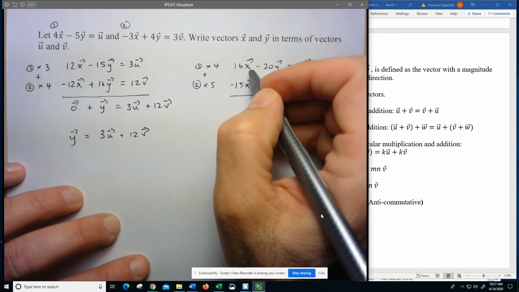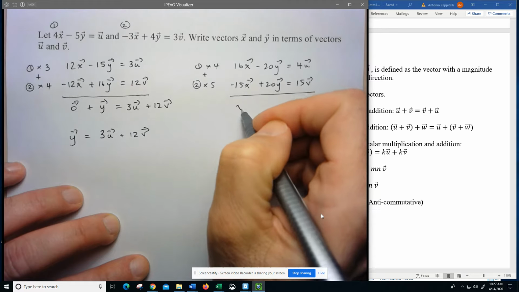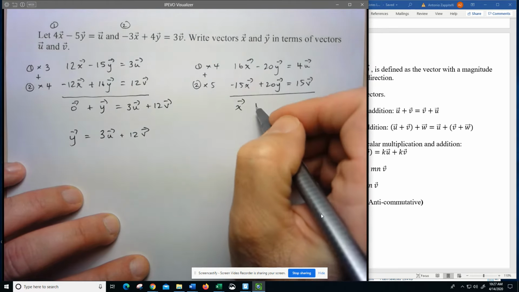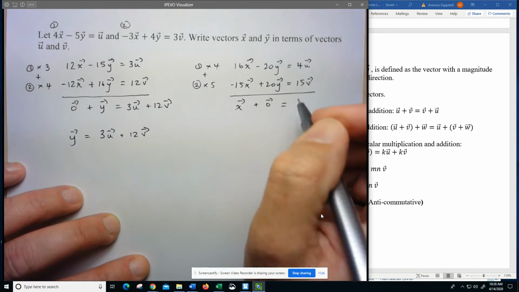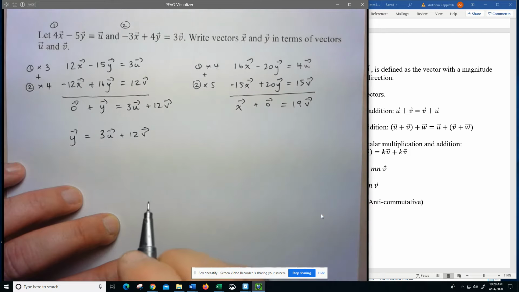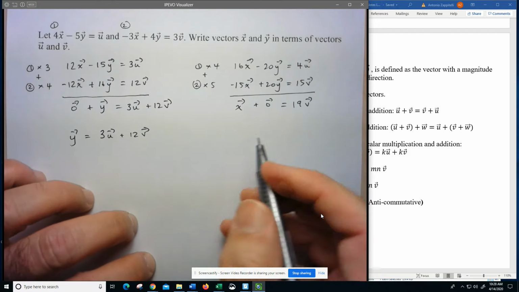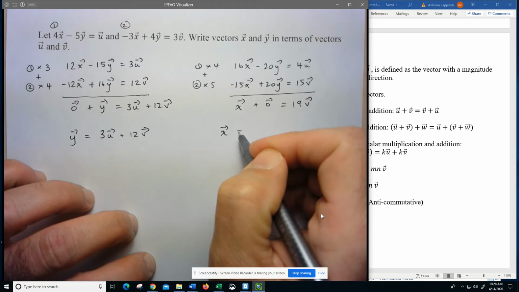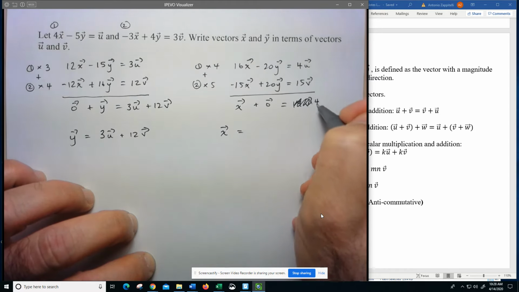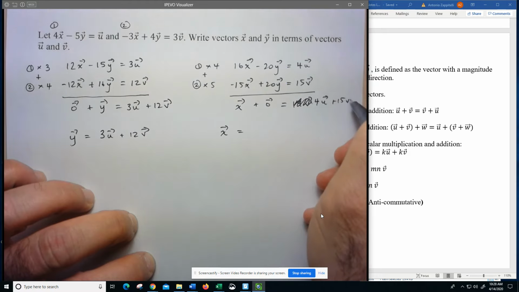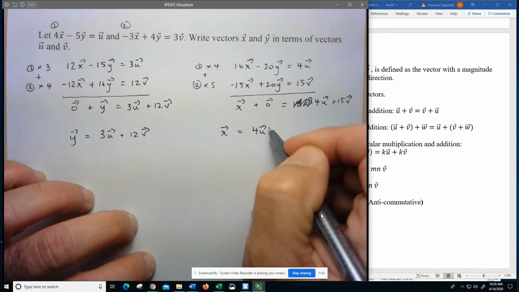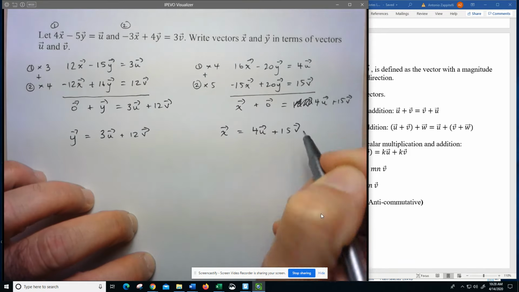So here I have 16x minus 15x is just going to give me vector x. Negative 20y plus 20y is again just the 0 vector. And then 4u plus 15v. Sorry, I made a mistake there, these are two different vectors. So vector x can be written as 4u plus 15v.